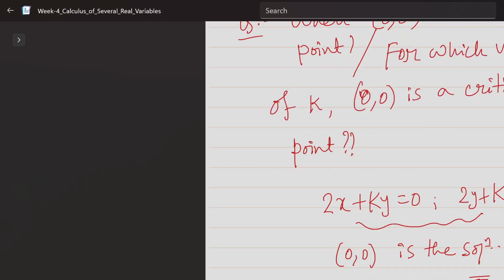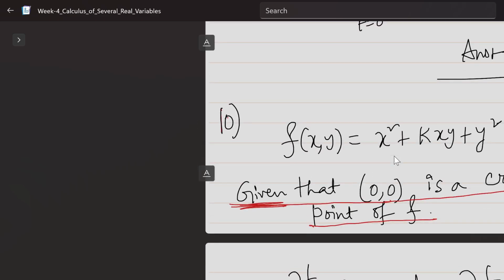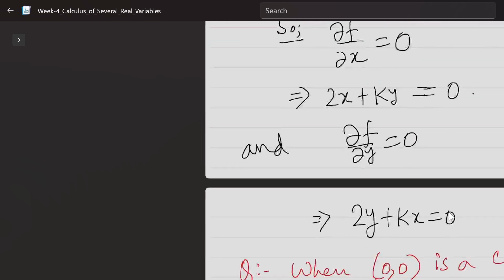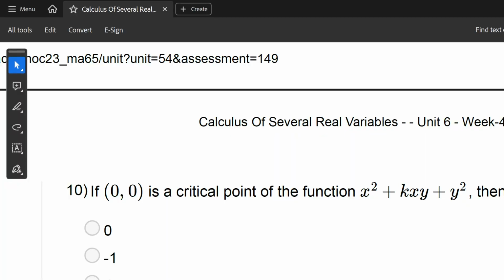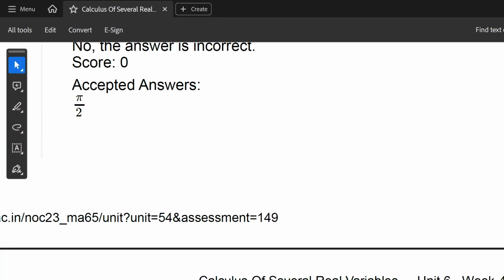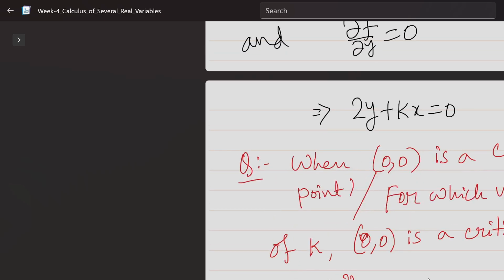For that, we have to check the double derivative test. No, no, no, no. You have to find only the critical point. The question is find critical point only. No need to check maximum, minimum, anything. I will show you the question. Question is if 0, 0 is a critical point of the function, then what are the values of k? No need to find maxima, minima. So you tell me what is the answer. For which value of k is 0, 0 a critical point?